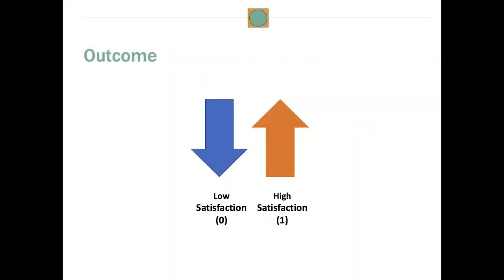After the median split, we created our outcome variable that we're going to use going forward. It's a binary variable measuring the levels of satisfaction, so low versus high satisfaction. Women with low satisfaction were coded as 0, and their scores were lower than the median. Women with high satisfaction were coded as 1, and they had scores at or above the median.